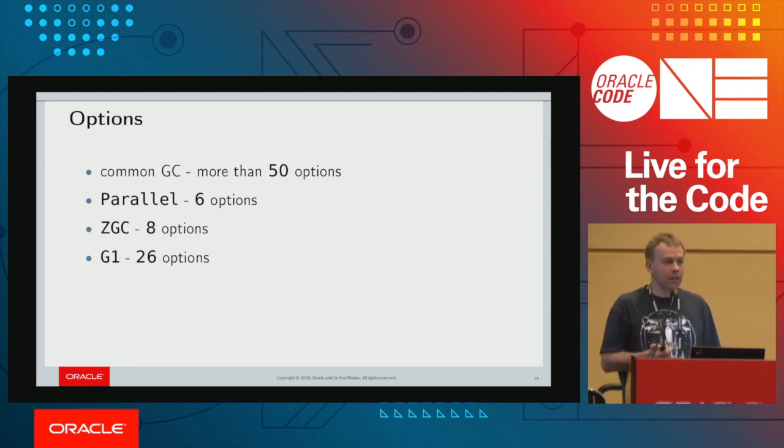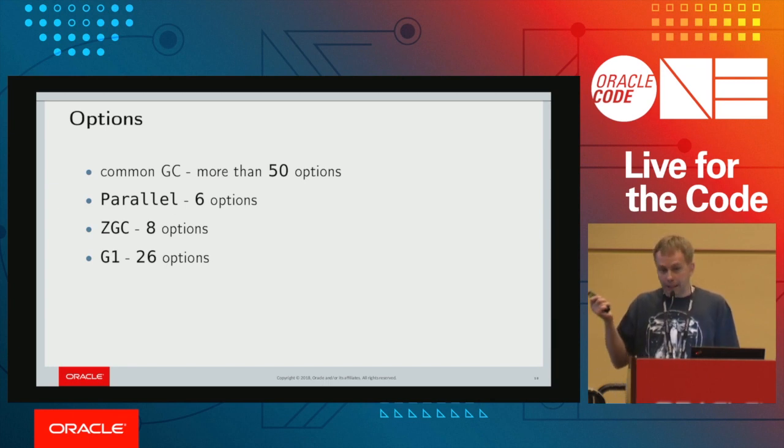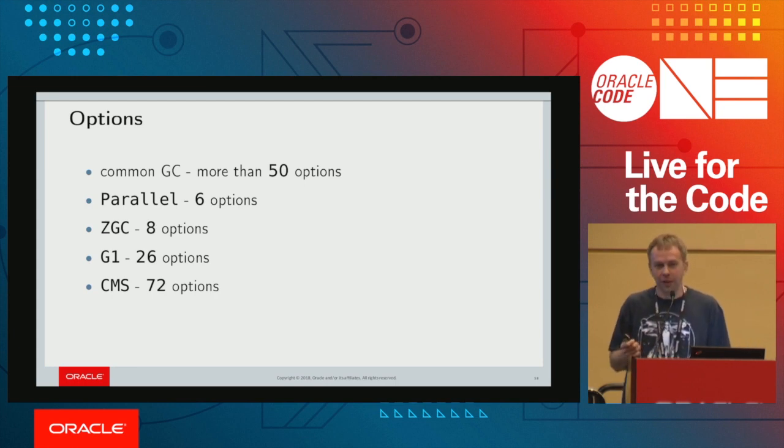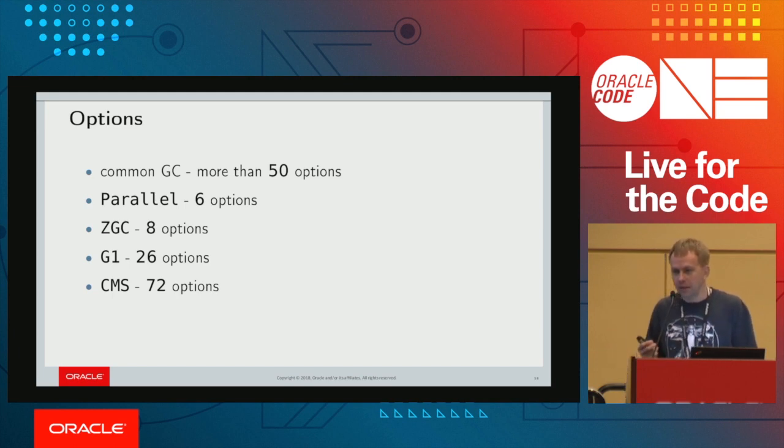G1, 26 options. Sorry, that number is not exact. I made a mistake because I extracted the number just by looking into the code. And people make mistakes every time. And our winner, Concurrent Mark Sweep, 72 options for configuring CMS behavior. After that, I'm not surprised that there are a lot of third-party consultants who will tune your CMS garbage collector for a very large amount of money. I heard about that.